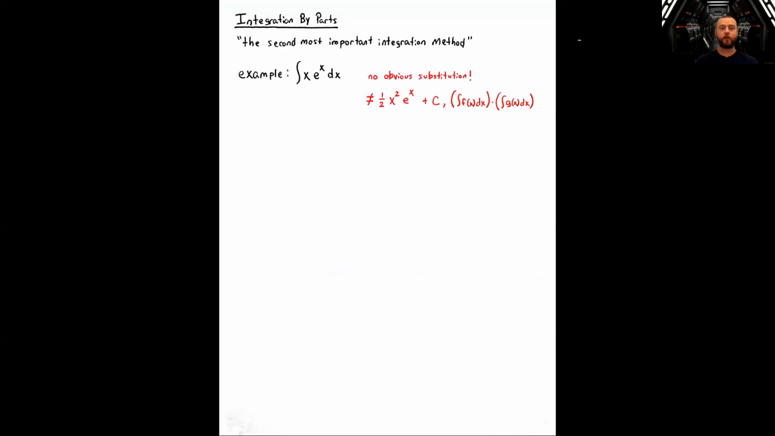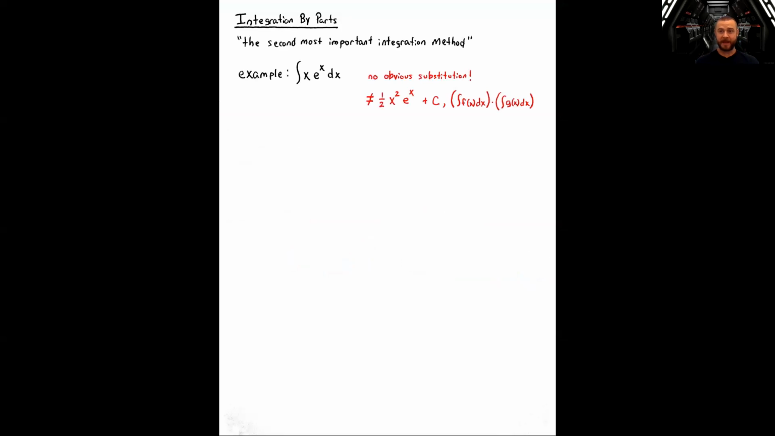All right, so earlier in the course, we said substitution was the most important way to evaluate integrals. In this lecture, we'll get to the second most important method. So let's consider a concrete example here, evaluating the indefinite integral of x times e to the x.